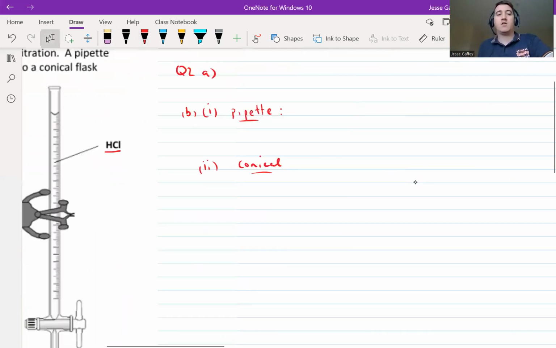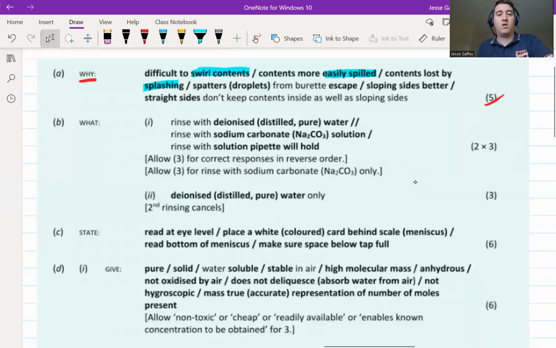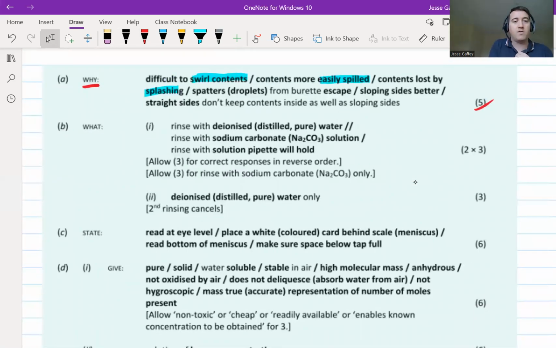Okay, so hopefully you have an answer for both of those. Pretty straightforward. B part 1 is for the pipette. Look here, this double line means you have to have the thing before and the thing after. If it's a single line, then you can have either the one before or the one after. But if it's a double line, then this here is the first answer that you have to have, and then you have to have one of the next 2.